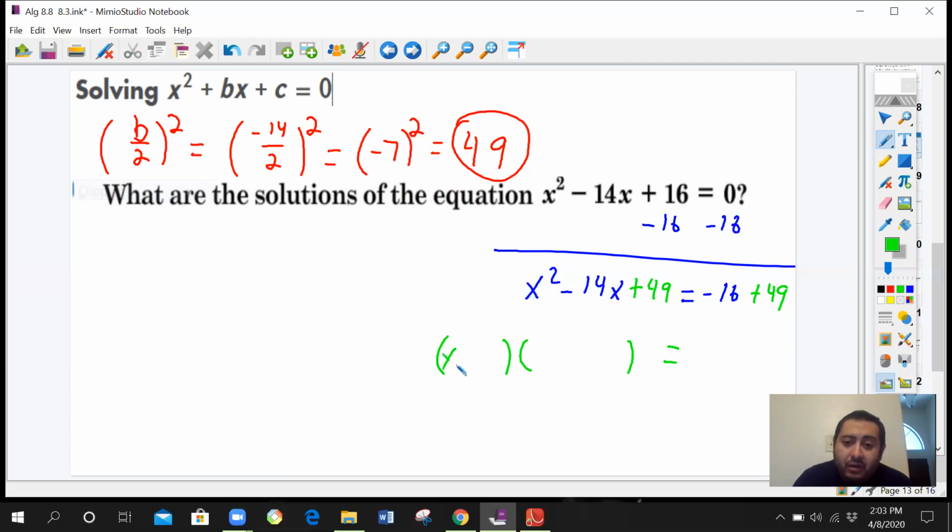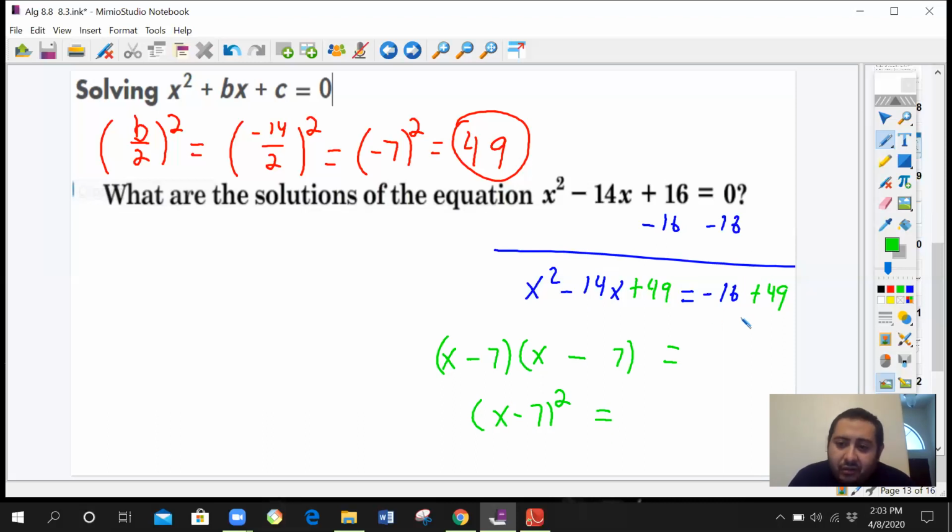For x squared, we have x and x, because x times x, we get x squared. To get a 49, what two numbers multiply to give us 49? 7 times 7. And if we combine these two, we get 14, a negative because we have a negative 14. Negative 7 and negative 7 will give us negative 14. All right. We know that these two are the same, so we can just rewrite it once and make it a square.